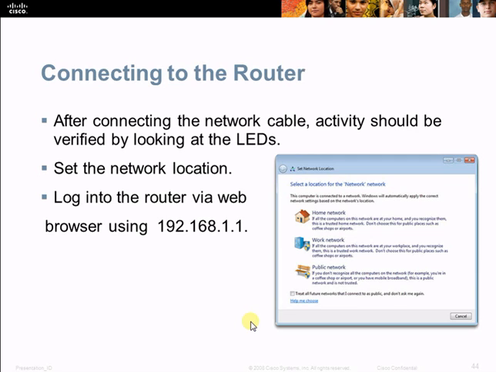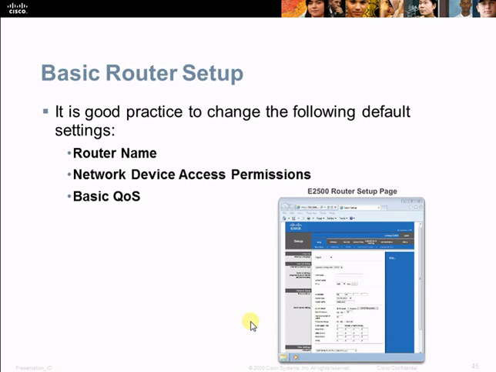So here's some basic router setup. We'll go in, and usually you want to change the defaults for the router name, the network device access permissions, and the basic QoS. You just don't want to set your router up and never change anything, especially your administrative passwords or your Wi-Fi logon passwords. You want to always make sure you set up encryption for those.